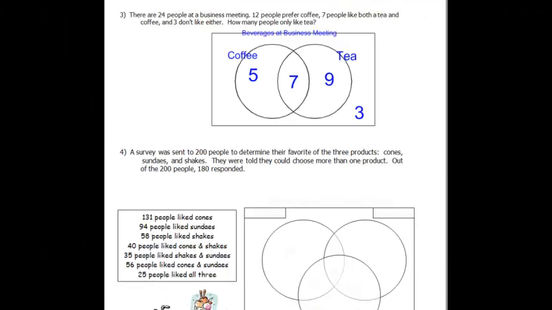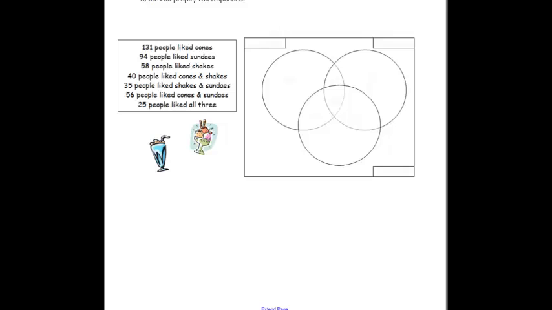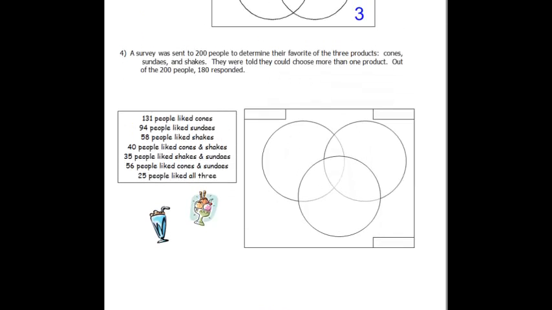So we have a survey of the kinds of beverages people like at a business meeting, and we should have gotten 9 for the only tea. And that one, again, it's just working backwards. Now, when we get into three-way Venn diagrams, it can get a little bit more complicated. And let's take a look at this survey of 200 people. Out of the 200, only 180 responded. So that's an important piece of information.